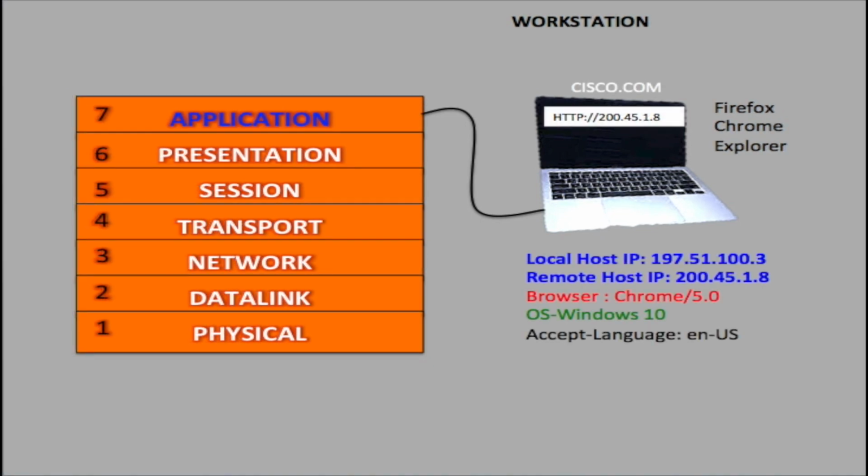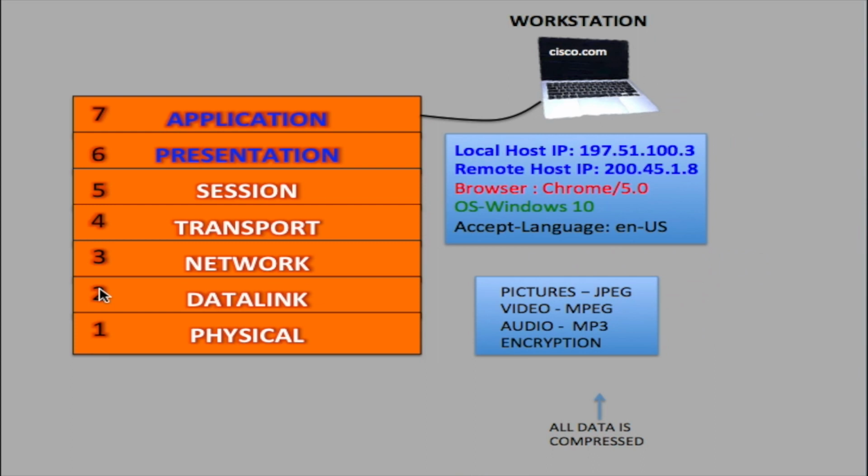Once the IP address is received by the browser, all data from the application layer will be sent to the presentation layer of the OSI model. This data would include the IP address of the local computer and a remote server, the browser type, operating system, and the accepted language. The role of the presentation layer is to convert all data received from the application layer to an agreed, well-known generic form.